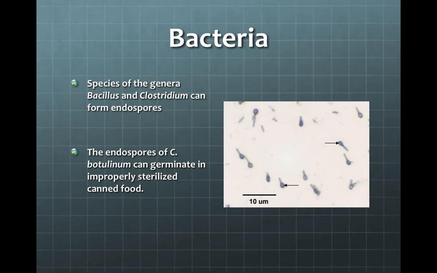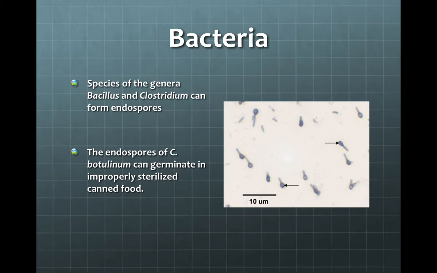Species of the genera Bacillus and Clostridium can form endospores. Okay, so some bacilli, which are rods, can form these endospores, and Clostridium right here. The endospores of C. botulinum can germinate in improperly sterilized food. So botulism is a big, or used to be a big thing. It still kind of is.